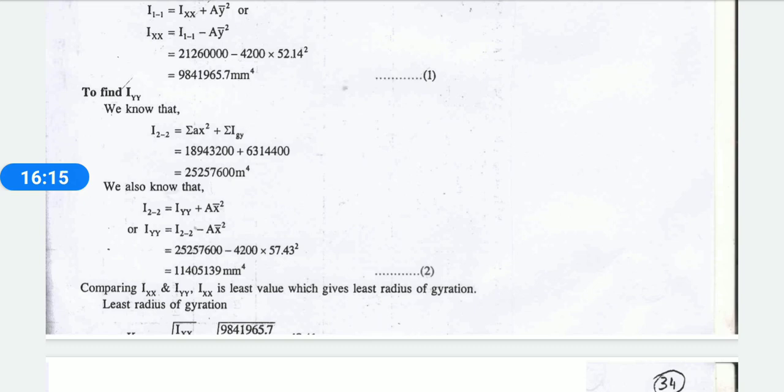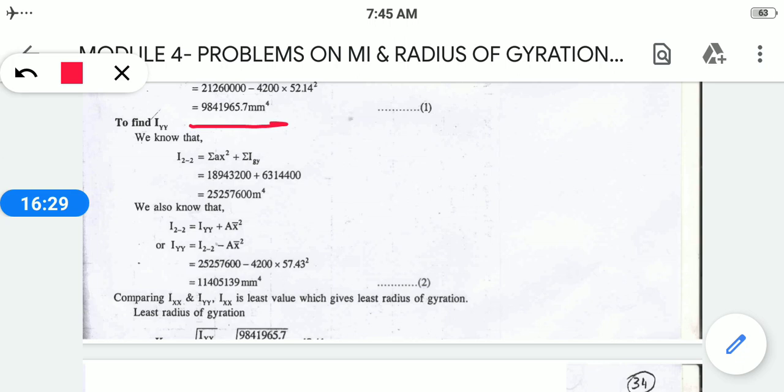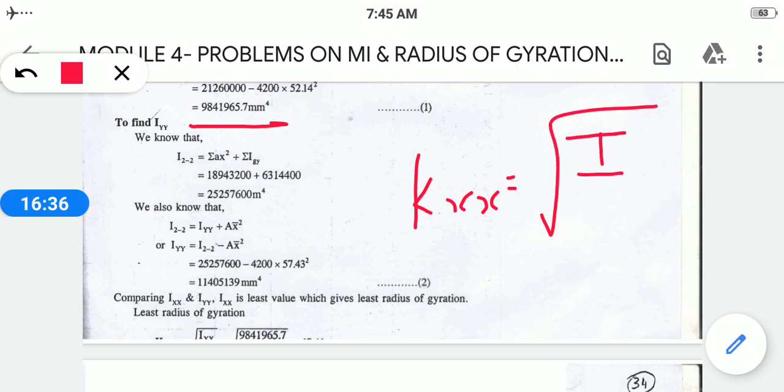From both the things we can come to the conclusion that Ixx is the least, right? It has a lesser value than your Iyy. So we need to find what is our radius of gyration now. Ixx is less, so your radius of gyration is equal to the square root of Ixx divided by A. Substitute in this formula and get your least radius of gyration. Here the value is missing, so just substitute and get your value for that.